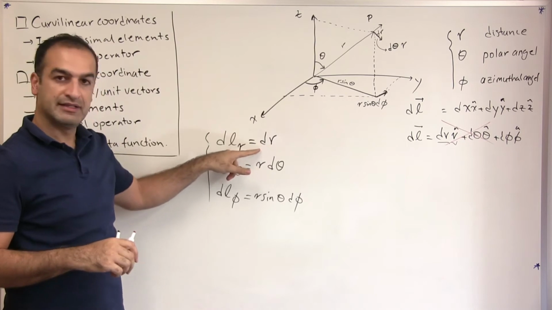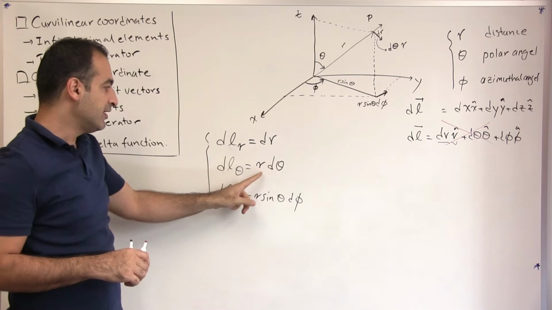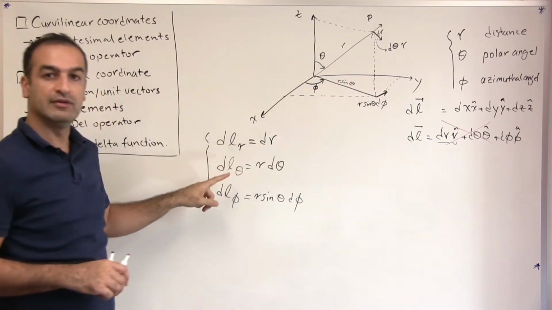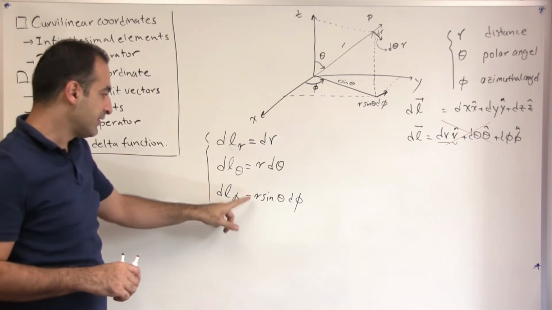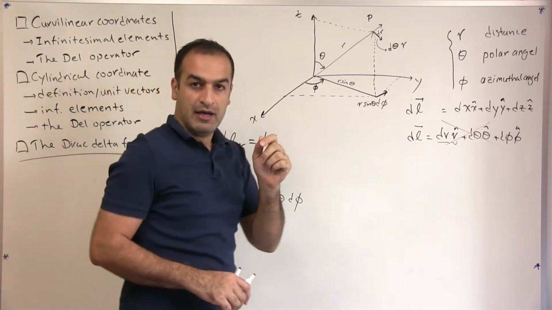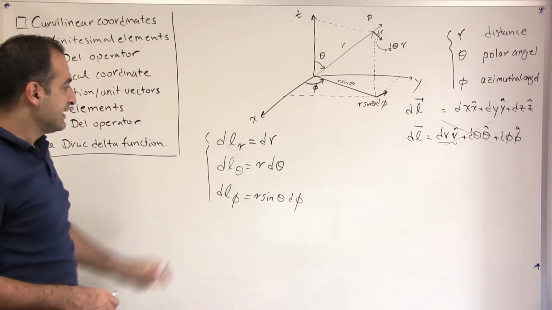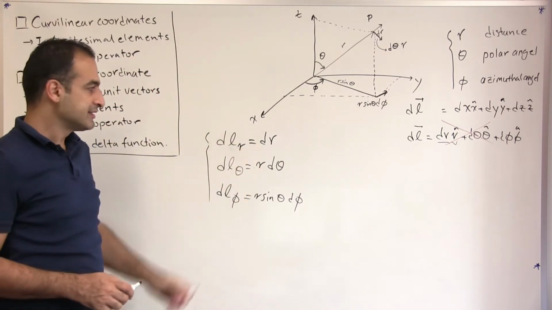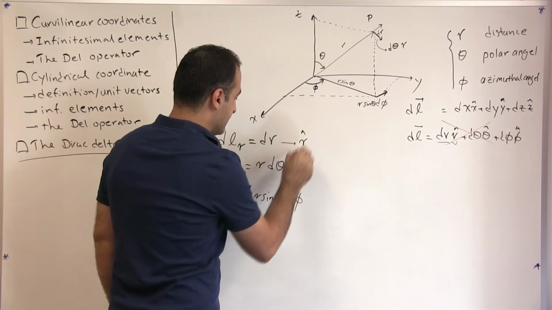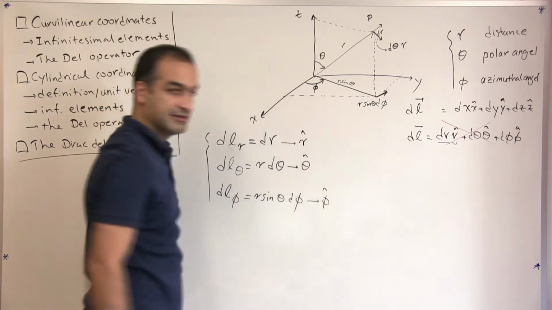We will have dr displacement if we keep theta and phi constant and change r. We will have r d theta displacement if we keep r and phi constant and only change theta. We will have r sine theta d phi in the case that we keep r and theta constant and only change phi. And the direction of each of these displacements is in the same direction of the unit vectors. So this is in the same direction of r hat, this is in the same direction of theta hat, and this is in the same direction of phi hat.